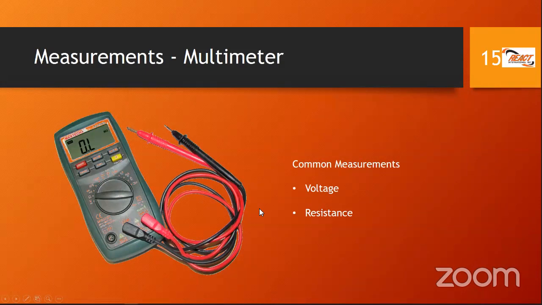So we have a couple of instruments that we utilize as amateur radio operators. We have the multimeter that can do multiple functions, and 2 typical measurements that we use the multimeter for are voltage and resistance.